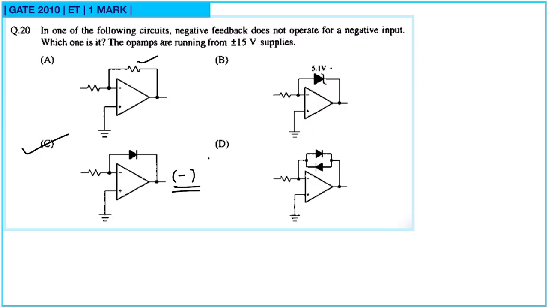Resistor will work. This is a Zener diode, it will work, and here is a combination of two diodes. So if one diode is reverse biased, the other one will be forward biased. So only in case of option C the circuit will not work for negative voltage.